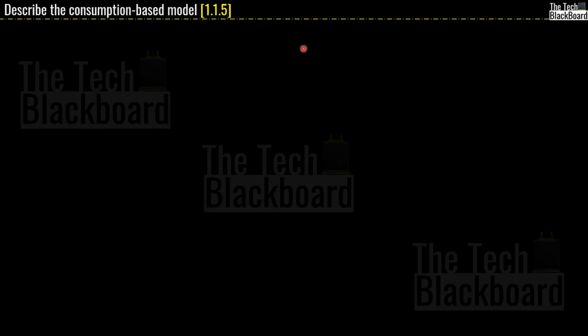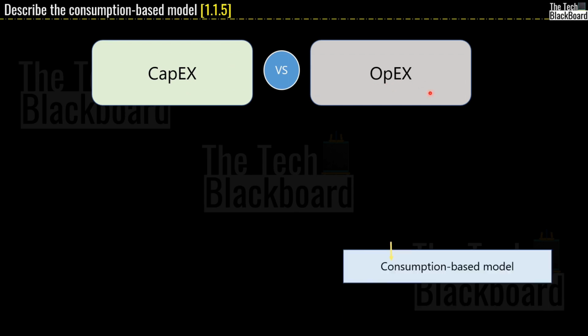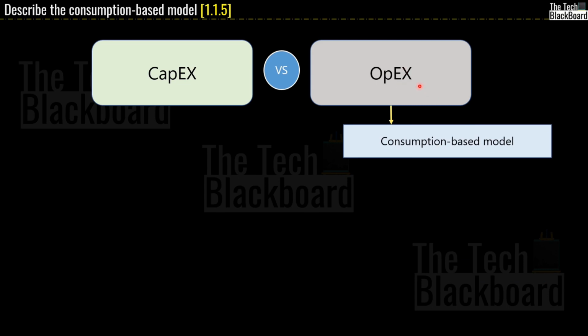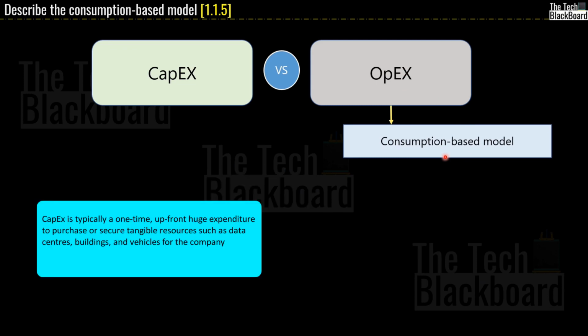Now let me tell you about the consumption-based model, which is our section 1.1.5. Remember in part 4, I described in quite some detail CAPEX, which means capital expenditure, and OPEX, which means operational expenditure. I also explained the differences between them. Well, you can say that the consumption-based model comes under OPEX or operational expenditure. Time to revise? Well, why not? So once again, capital expenditure is typically a one-time huge upfront expenditure to purchase or secure tangible resources such as data centers, buildings, or vehicles for the company.